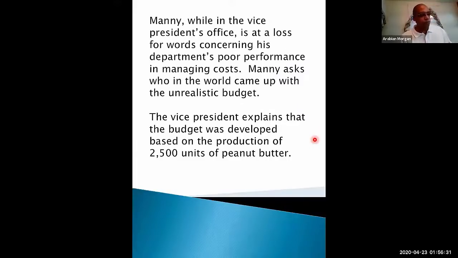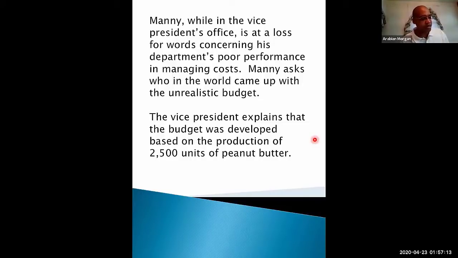It says that Manny, while he's in the vice president's office, is at a loss for words concerning his department's poor performance in managing the costs. Remember, if you are the manager of a production department, your only job is to keep those costs as low as possible. That is your job. So Manny goes on to ask, who in the world came up with this unrealistic budget? And that's a fair question. I mean, we actually need to talk about that. How do we come up with these budgets, and why doesn't the manager know how this budget was come up with? That's a point that we need to emphasize today.